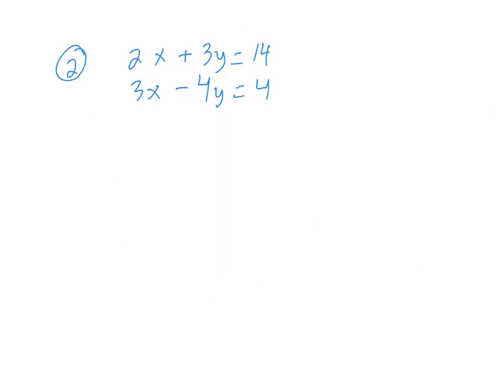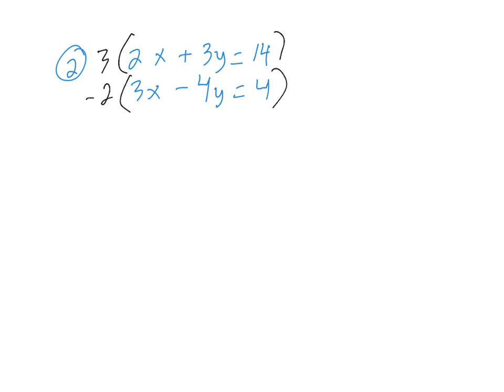All right, let's take a look at number 2. Again, you could choose to get rid of either variable. I'm going to choose to go with the x's again this time, because they're 2 and 3, they're smaller. So I'm going to multiply everything in the top by 3, because 3 times 2 will give me 6x. And I'm going to multiply everything in the bottom by negative 2, because remember, I like those opposite signs, so we can just add.